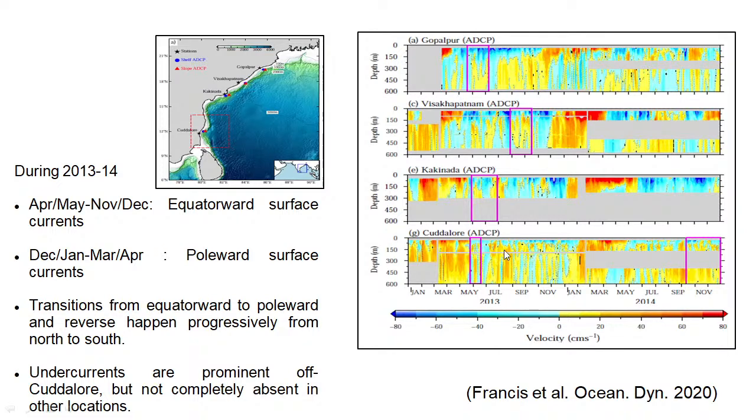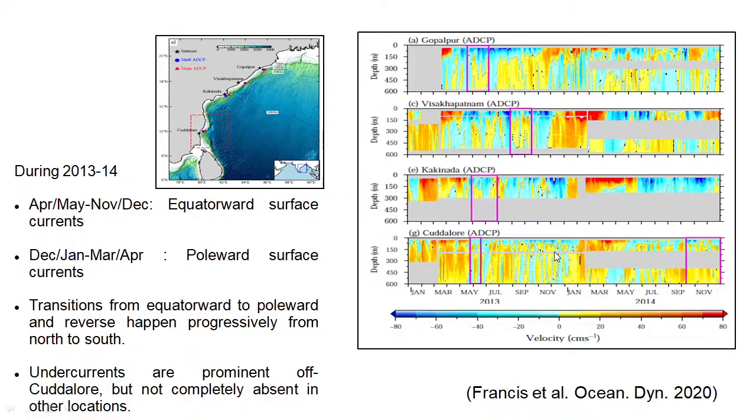Another observation with this data is that in Kadalur, these undercurrents are quite shallow. Something like 100 meter onwards, you start seeing the poleward flow below the equatorward flow in the surface. So this is also an interesting feature. So we got a little excited with this observation of Kadalur. One good thing is that we have good data of that, and also we would like to see how models are doing this.